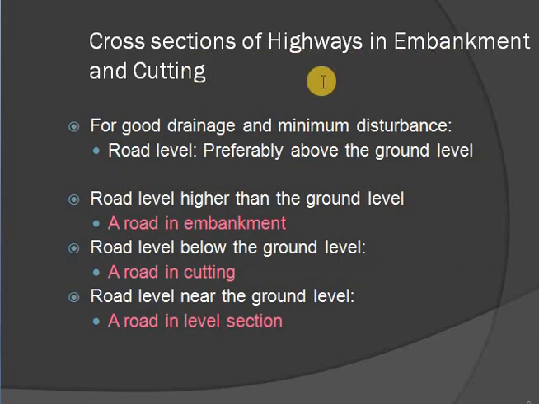And cross sections of highways in embankment and cutting. For good drainage and minimum disturbance, road level preferably above the ground level. Okay, road level higher than the ground level is a road in embankment, and road level below the ground level is a road in cutting. Road level near the ground level is a road in level section. So these conditions we can see here. Road level when it is higher than the ground level is nothing but road in embankment. Okay, and road level below the ground level is nothing but a road in cutting. And coming to here, road level near the ground level is road in level section.